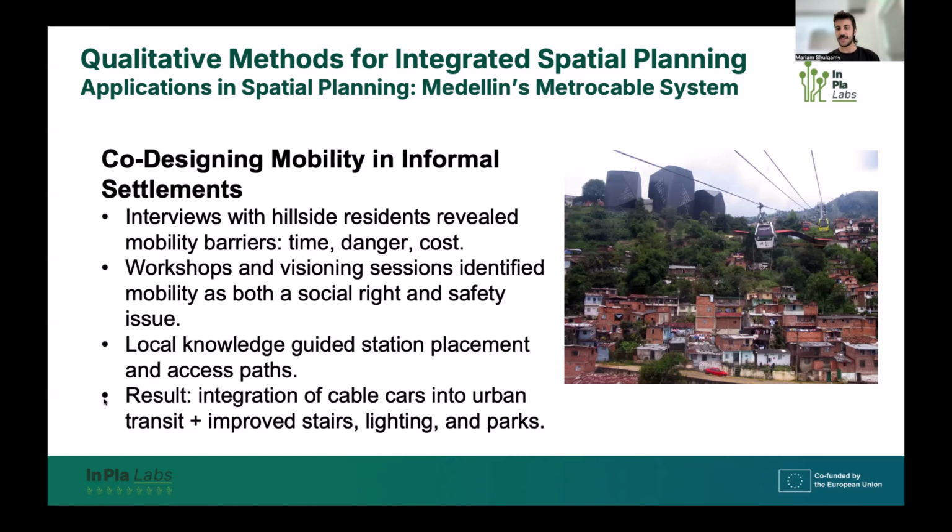In this redesign, the stations were placed near key desire lines, and interventions extended beyond the station. So this included things like rebuilding or building new stairs, adding lighting, and also improving public spaces adjacent to the stations. This project showed how qualitative methods can have impacts on both an infrastructural and a social level, particularly in addressing spatial inequalities.